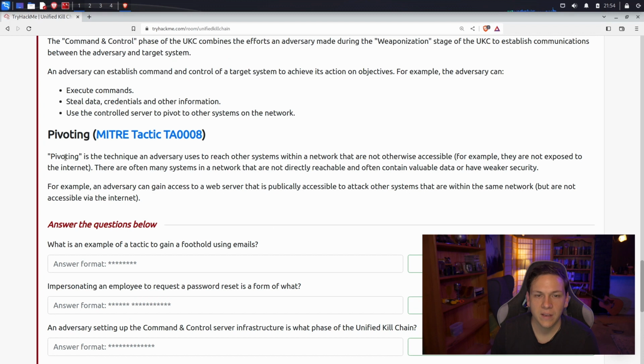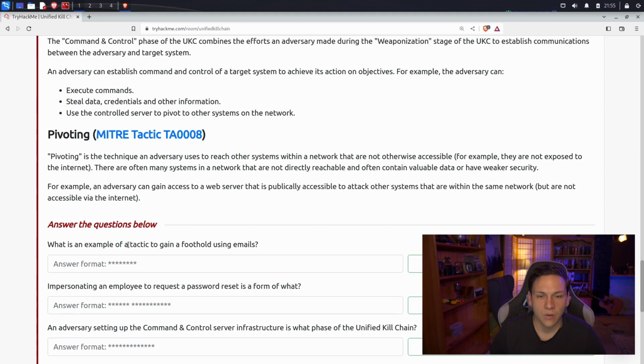And finally, pivoting. Pivoting is the technique an adversary uses to reach other systems within a network that are not otherwise accessible. For example, they are not exposed to the internet. There are often many systems in a network that are not directly reachable and often contain valuable data and have weaker security. For example, an adversary can gain access to a web server that is publicly accessible to attack other systems that are within the same network, but are not accessible via the internet.